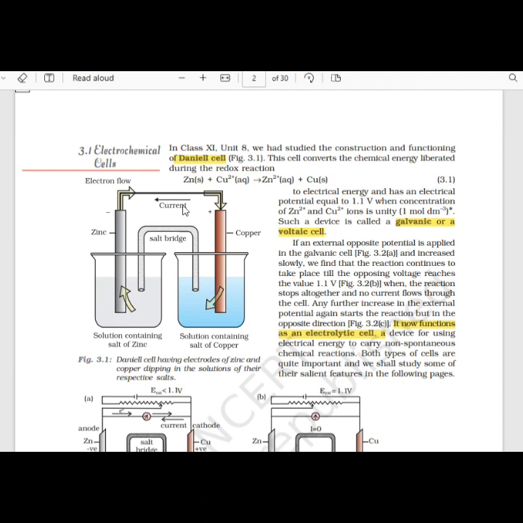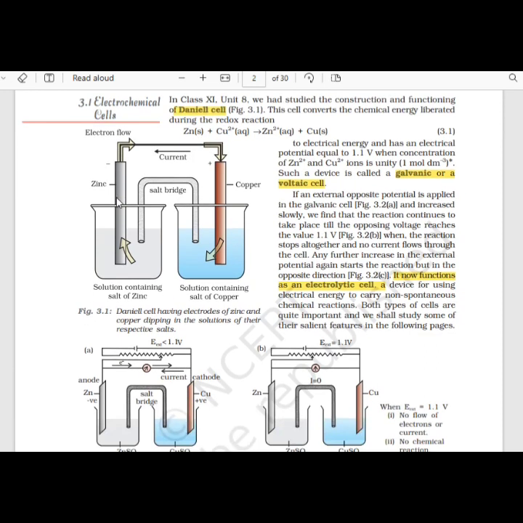Here the electron flows from this side to this side, and the current flows in the reverse direction. So the current flows from this side to this side. And here the representation of the redox reaction for the Daniell cell is given: zinc plus copper 2 plus converts to zinc 2 plus and copper solid.